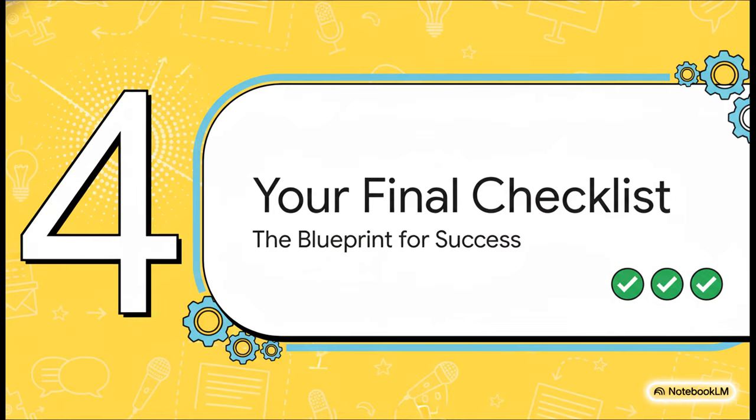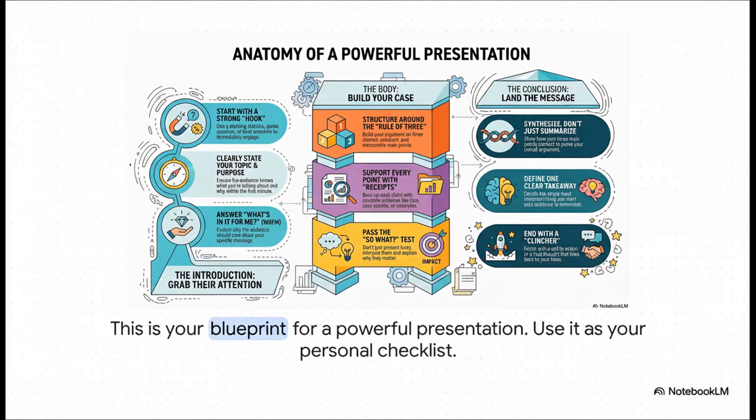So, we've basically just dissected the entire anatomy of a powerful presentation. Now let's put it all together into a final checklist you can actually use. This right here, this is the complete blueprint. Use it as your personal checklist before you get up there to present. Go through your script and ask yourself, do I have a strong hook? Did I pass the so what test for every single point? Is my key takeaway crystal clear? This framework isn't just a guide, it's your tool for turning a good presentation into an absolutely unforgettable one.